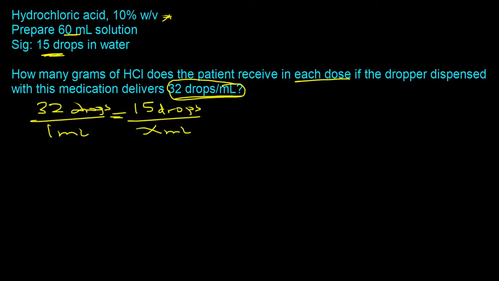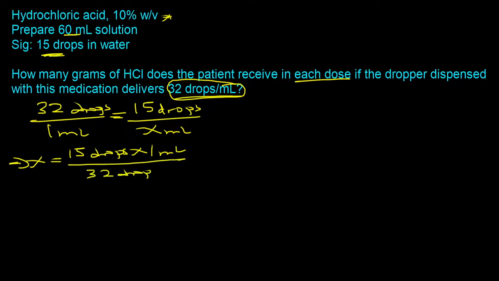Now we can solve for the unknown. So x is going to be equal to 15 drops times 1 milliliter divided by 32 drops. And this gives us 0.47 milliliters. Now this was a very important step, because we will need to use this volume to determine the quantity.